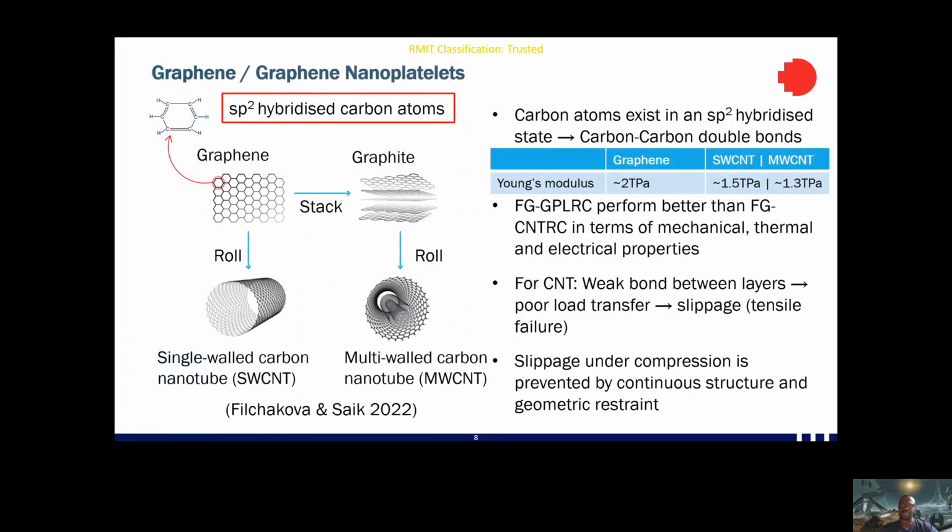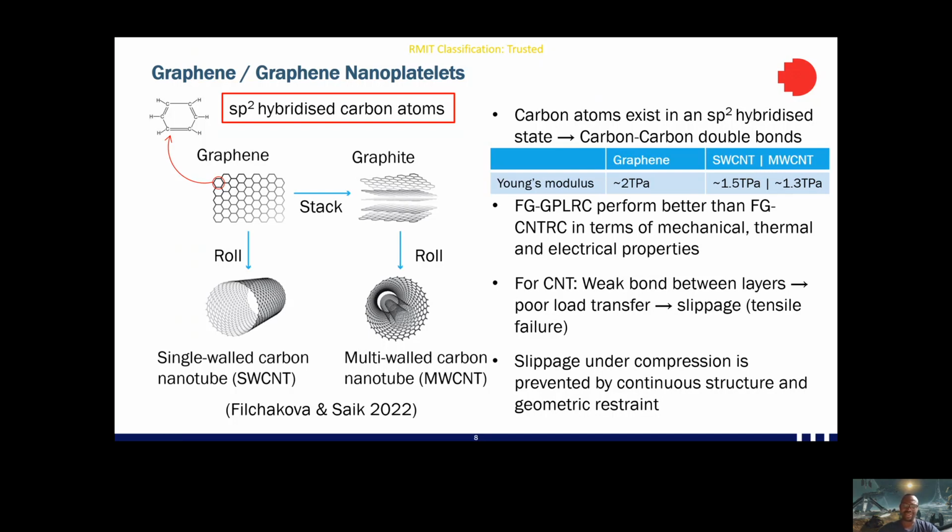And what makes graphene so special is that within its rings, the carbon atoms are sp2 hybridized, which allows them to form carbon-to-carbon double bonds. And this is incredibly difficult to break, hence the really high Young's modulus of 2 terapascals. And it was also observed that functionally graded graphene-reinforced composites perform better than functionally graded carbon nanotube reinforced composites in terms of mechanical and thermal, as well as electrical properties.